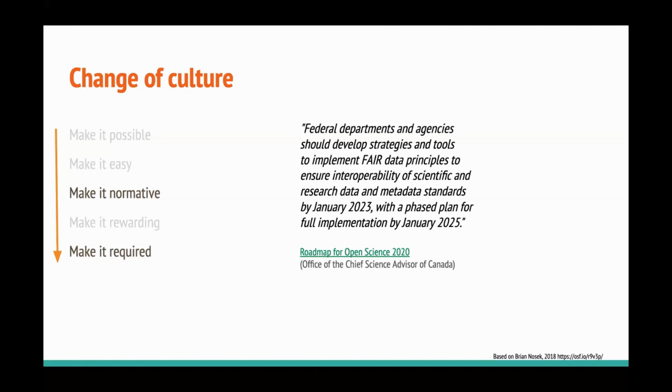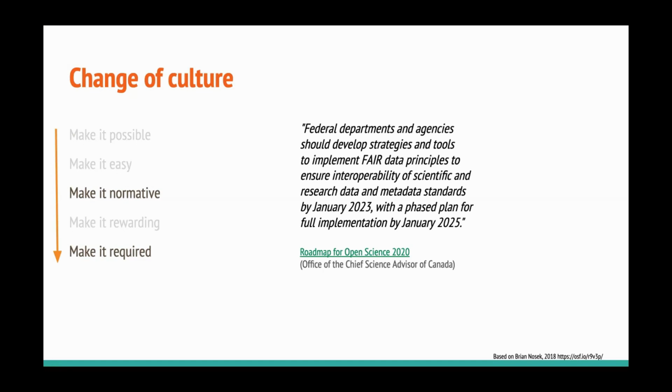In Canada, we have some actions that make open science normative and required. For example, the roadmap for open science that was published in 2020 asks that federal departments and agencies develop strategies and tools to implement FAIR data principles to ensure interoperability of scientific and research data and metadata standards by January 2023, with a phased plan for full implementation by January 2025. So we are in this transition phase where all the research in Canada should implement open science principles.